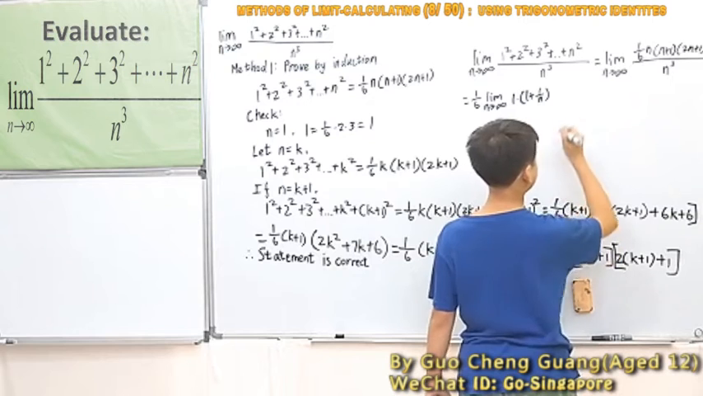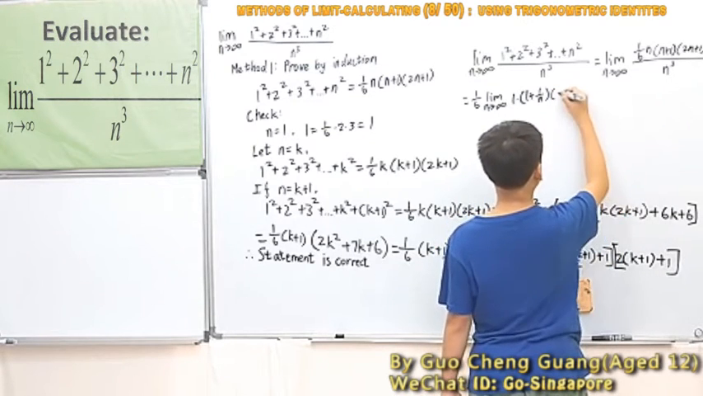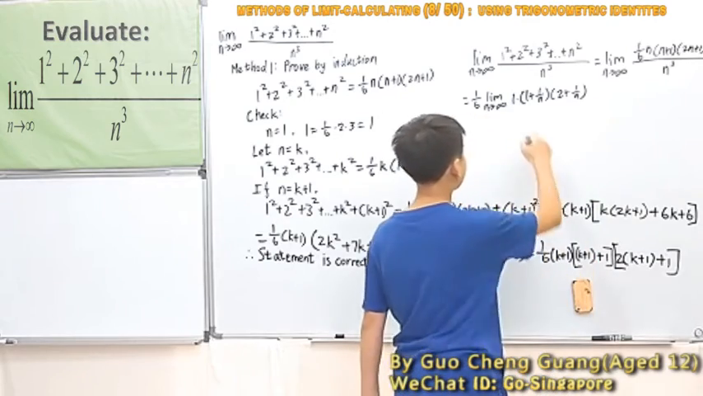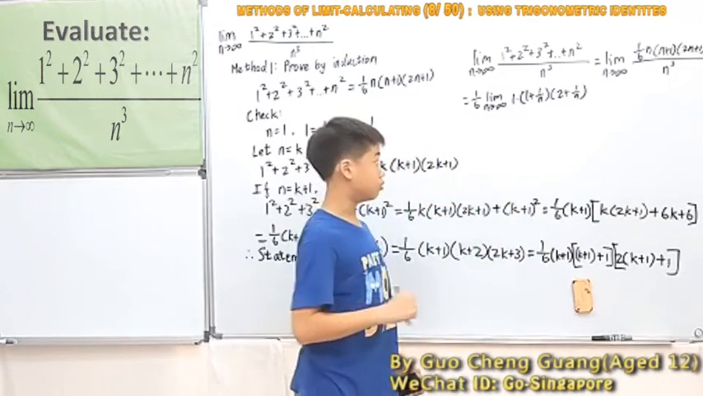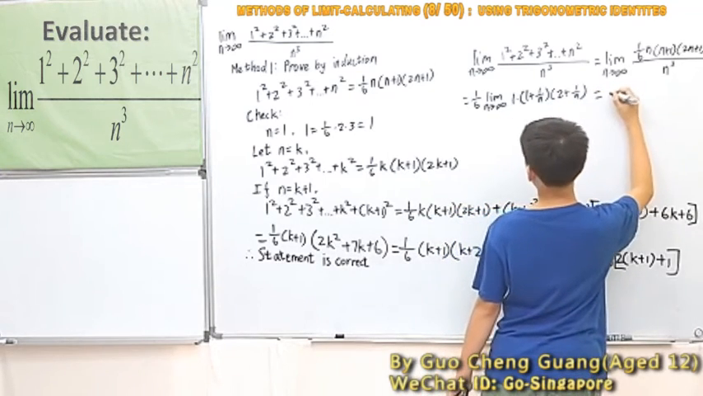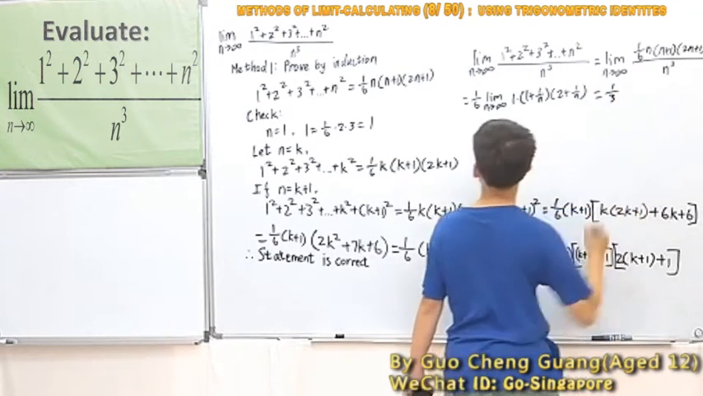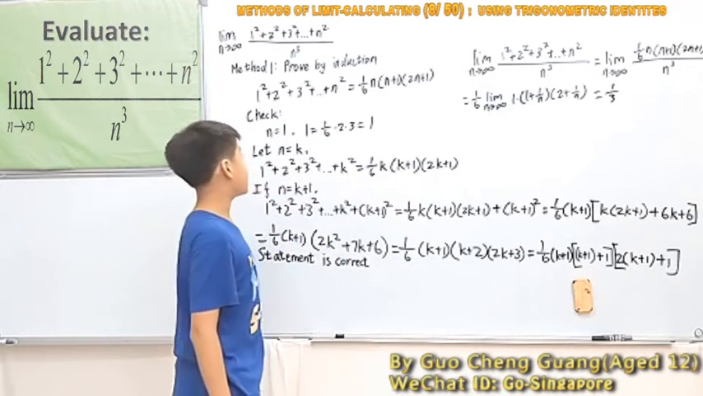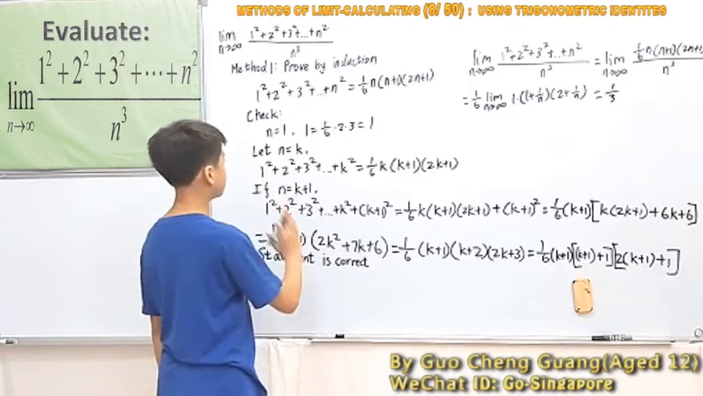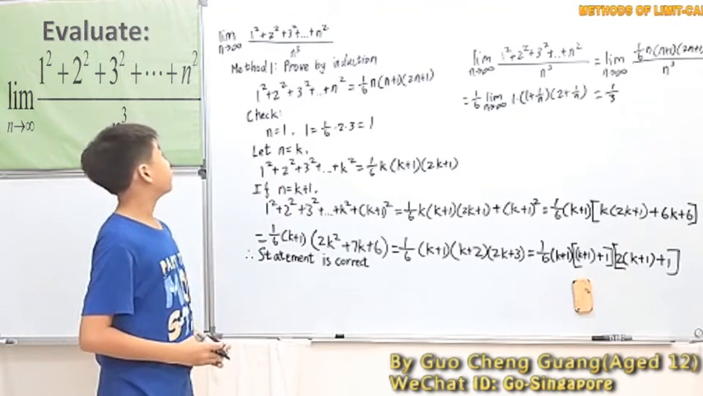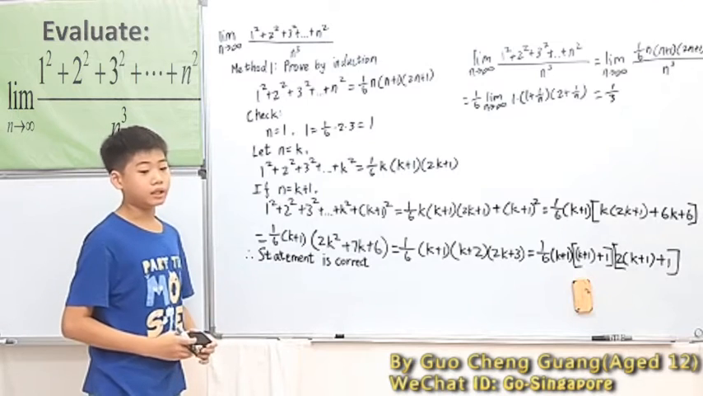Or we can say it as like that. And then behind is 2 plus 1 over n. Now, 1 over n, they all become 0. So inside here is only a 2. So 1 over 6 times 2 is 1 over 3. So 1 over 3 should be your answer. And this is method 1. Okay, so this is method 1.